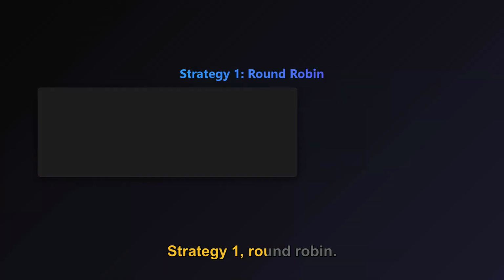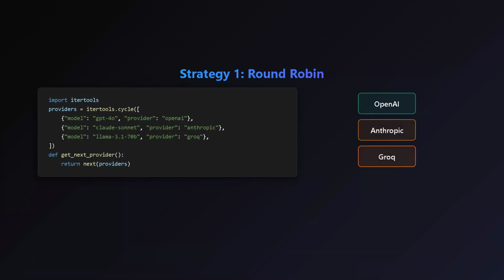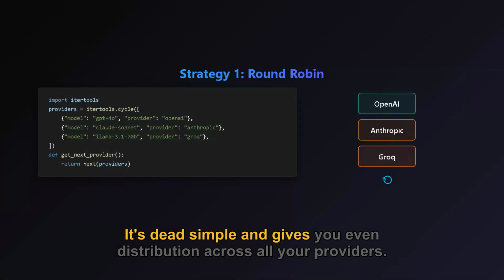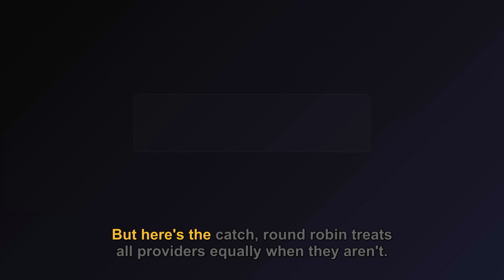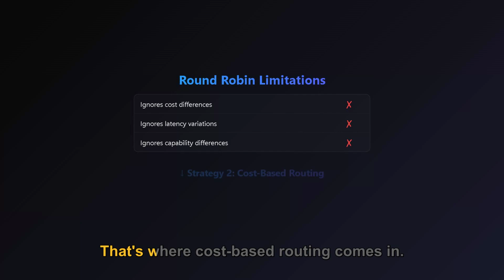Strategy 1. Round robin. The simplest approach. You cycle through providers evenly. OpenAI, Anthropic, repeat. It's dead simple and gives you even distribution across all your providers. But here's the catch. Round robin treats all providers equally when they aren't. It ignores cost, latency, and capability differences. That's where cost-based routing comes in.